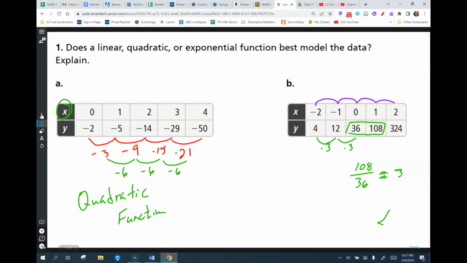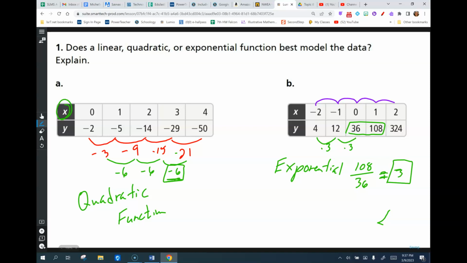We do, we get 3. So what is this? That's right, it's an exponential. Now they are going to ask you sometimes, like, what is the ratio? So here's my ratio. Or they might ask you on a quadratic, what is the difference? What is the second difference? So you would say a negative 6.